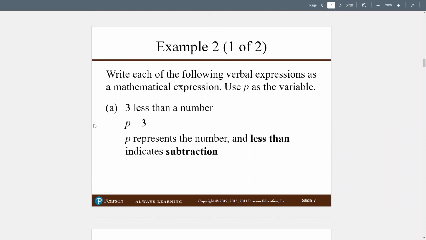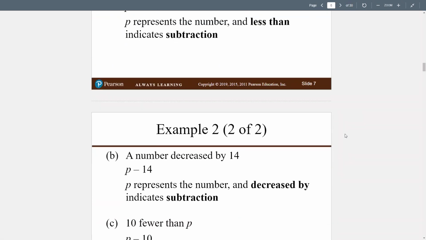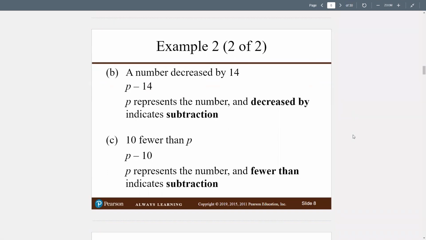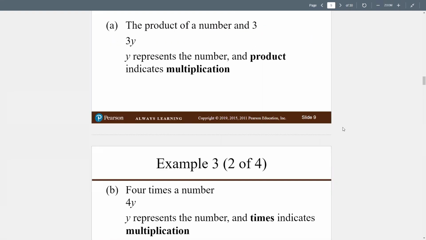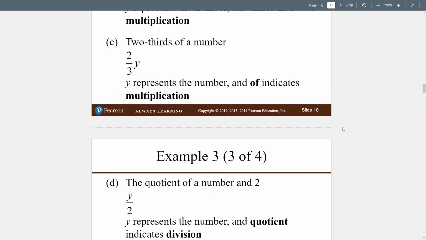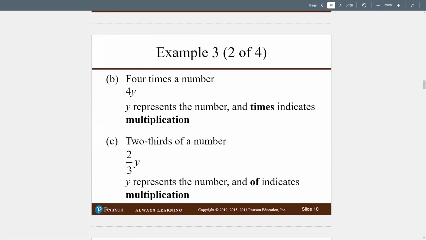Okay. So when it says less than, you're going to use subtraction. Okay. I promise after chapter 4, it's not nearly as much of a review. Product, of course, is our word for multiplication. And then this is an interesting one for letter C here. 2/3 of a number. Of also means multiplication, but it's multiplication of a fraction. Okay.